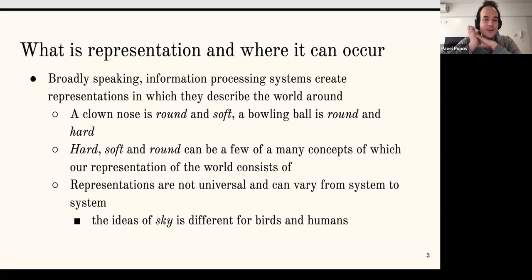Representations are not universal across different systems and can vary quite a lot. For example, we can assume that a human and a machine learning model have quite different representations when solving the same task, or different animals can have different ideas of different phenomena, different natural things, or abstract things like sky.